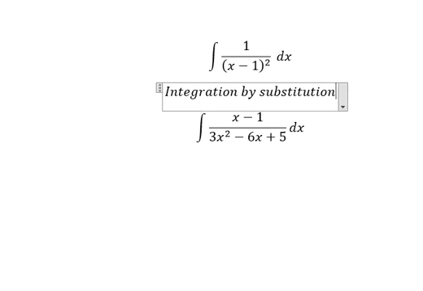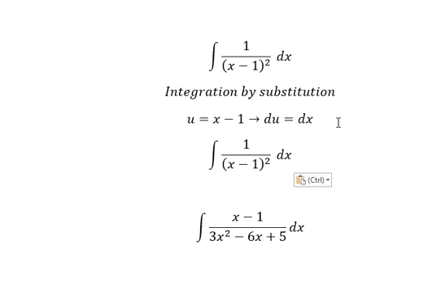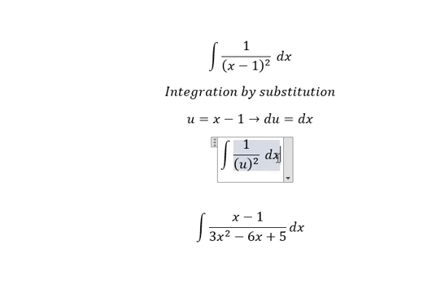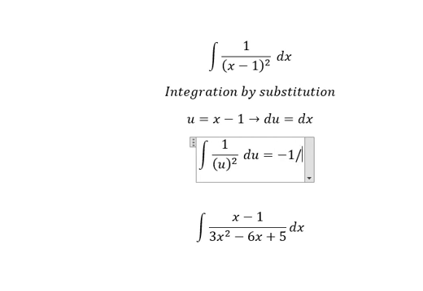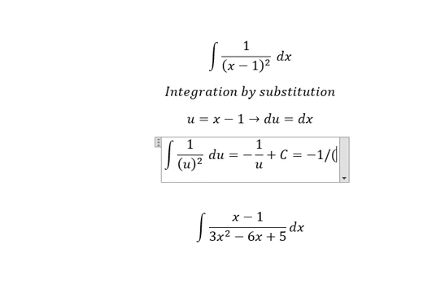So I will put u equals x minus 1. Later, we take the first derivative of both sides, and you get du equals dx. This one we change to u, the x we change to u. The integration of this one, we have negative 1 over u, and we put plus c. Then u is x minus 1.